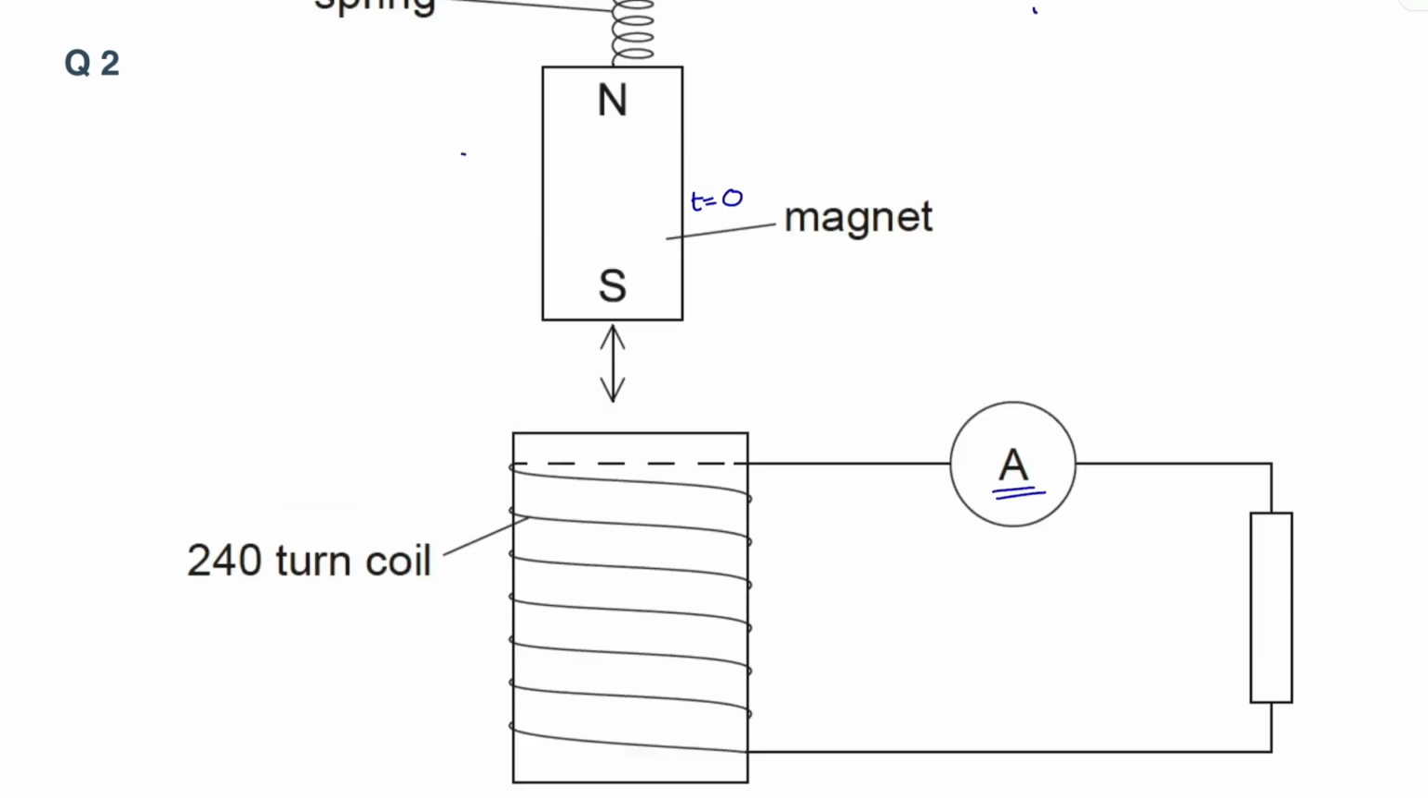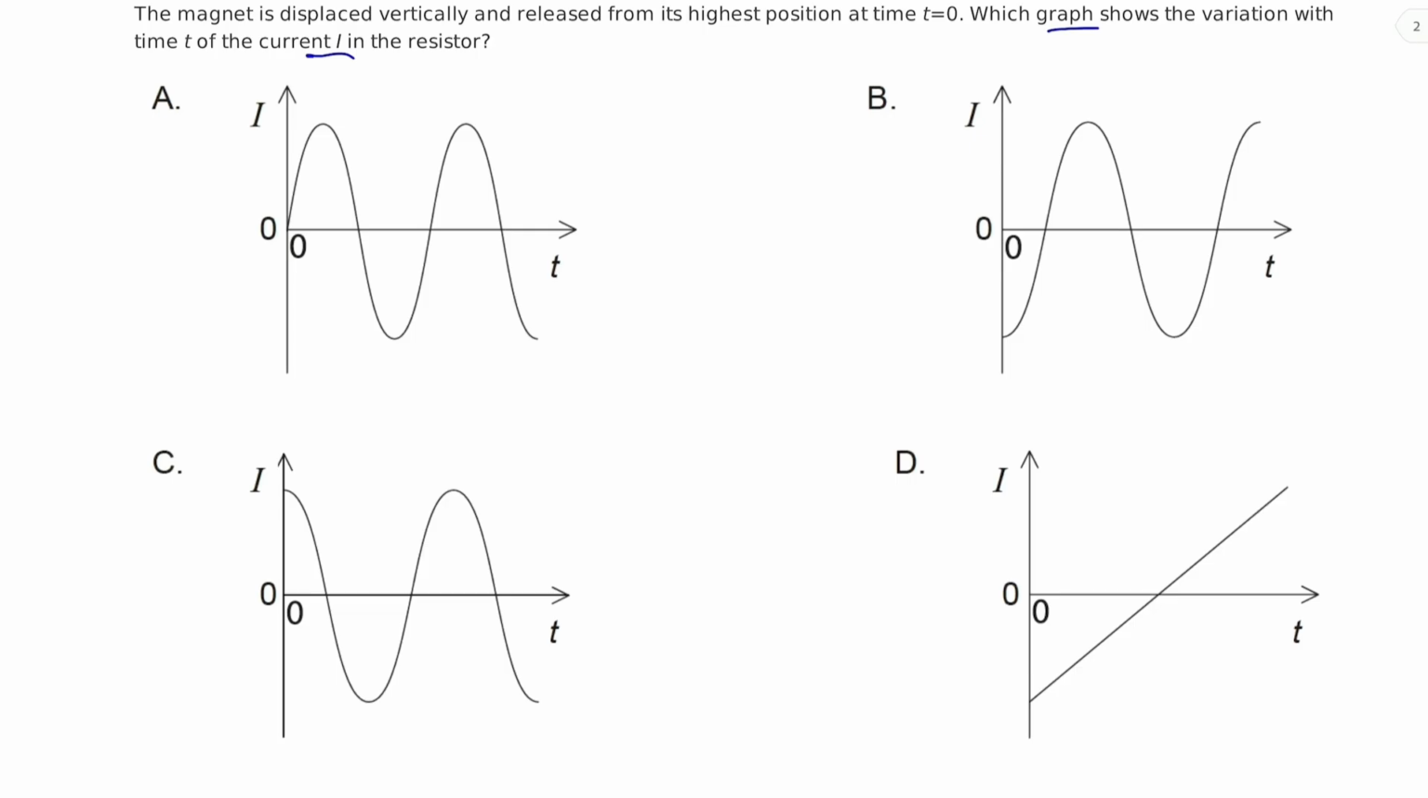We're looking for a graph to show what I looks like with time. Now we know at t equals 0, because this magnet is not inside the coil and it's being released from that point, then at t equals 0, current will be 0 as well. All our graphs that are correct will have to start from I equals 0 at t equals 0. But we'll see what the graphs show. The only graph that starts at 0 is A, so the answer is A.